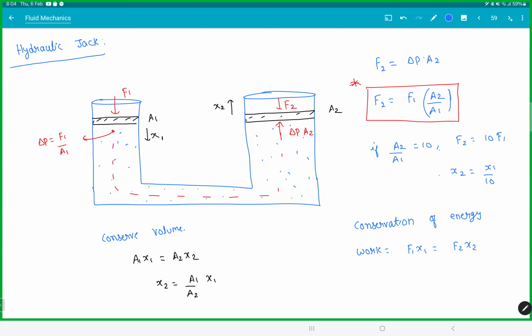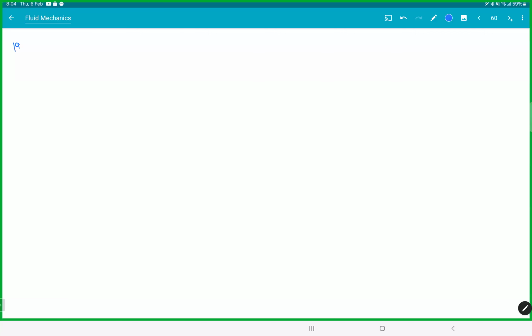Clear, everyone? That's a simple conceptual question, there's nothing much on this. Any doubts on the hydraulic jack? Clear? One last small question. Let's wrap up with that.